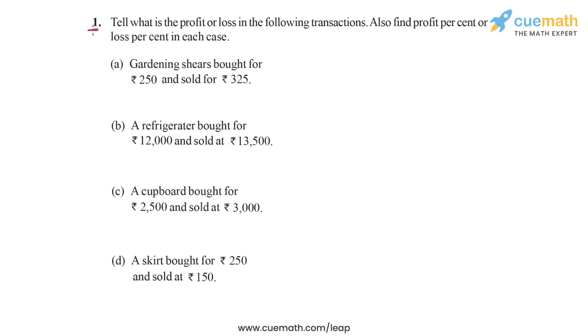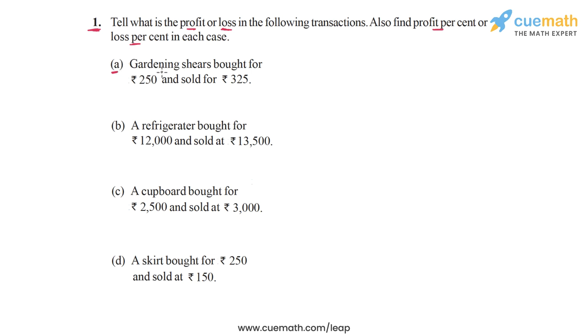In question 1 of this exercise, there are 4 parts. In each part, a transaction is described. Something is bought at a certain price and sold at a certain price. We have to determine whether each transaction made a profit or a loss. We also have to find the profit percent or the loss percent made in each case. Okay, so let's start with part A.